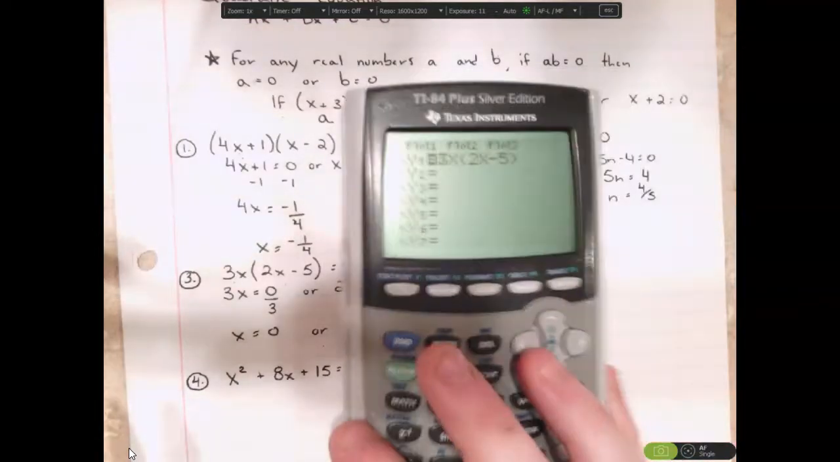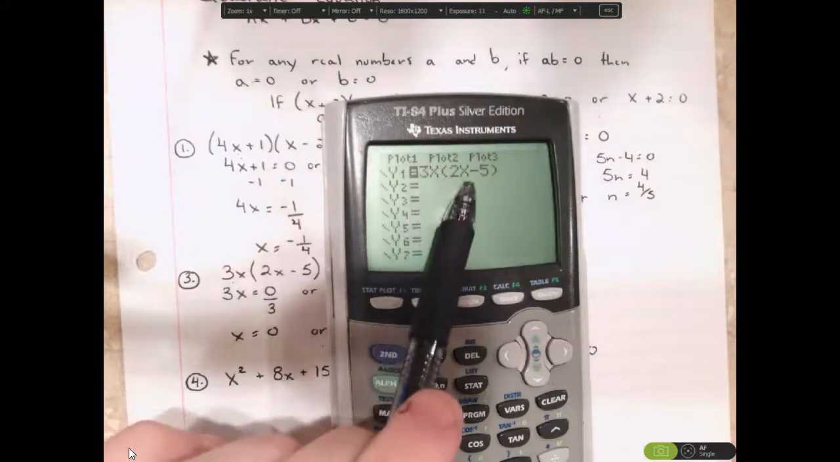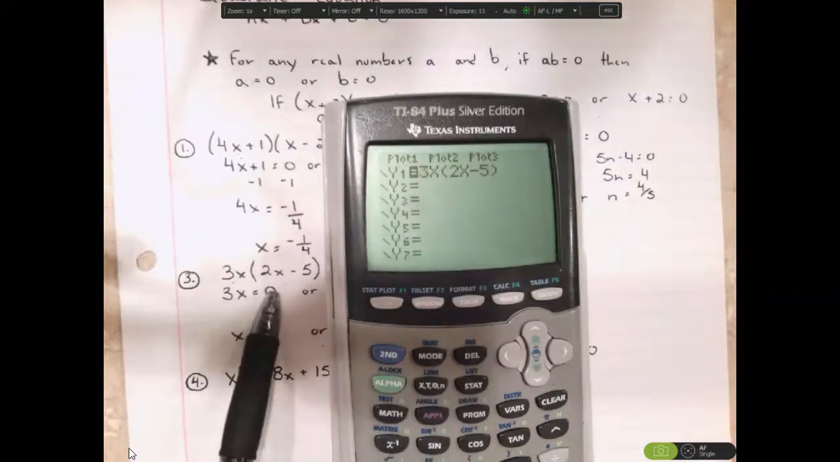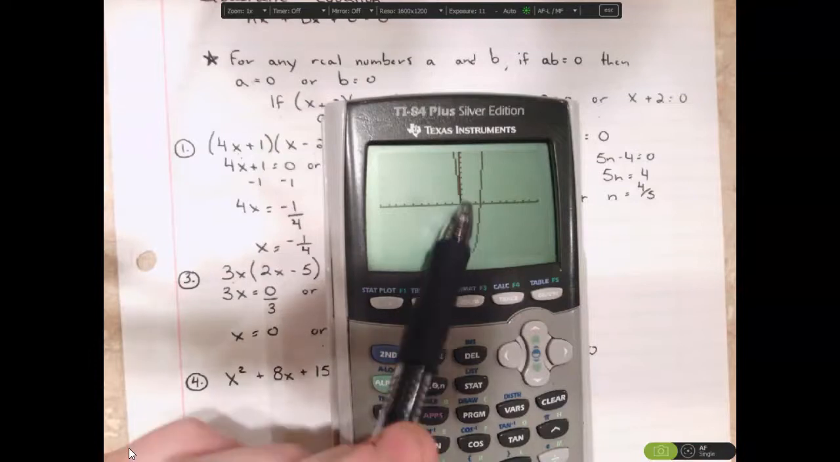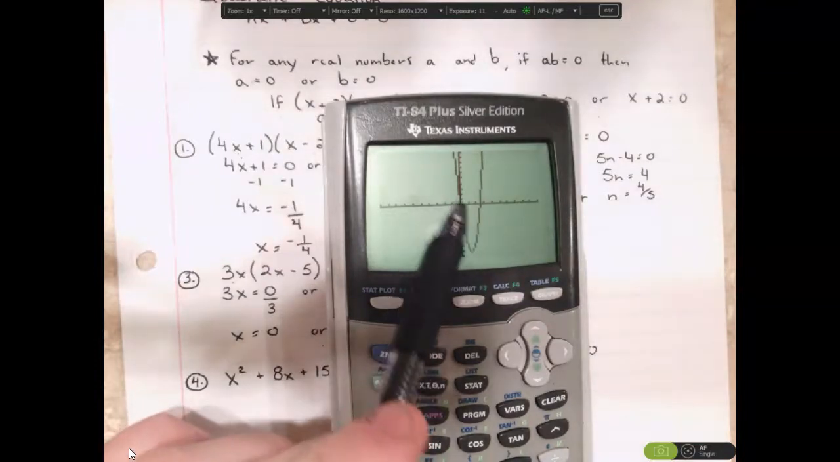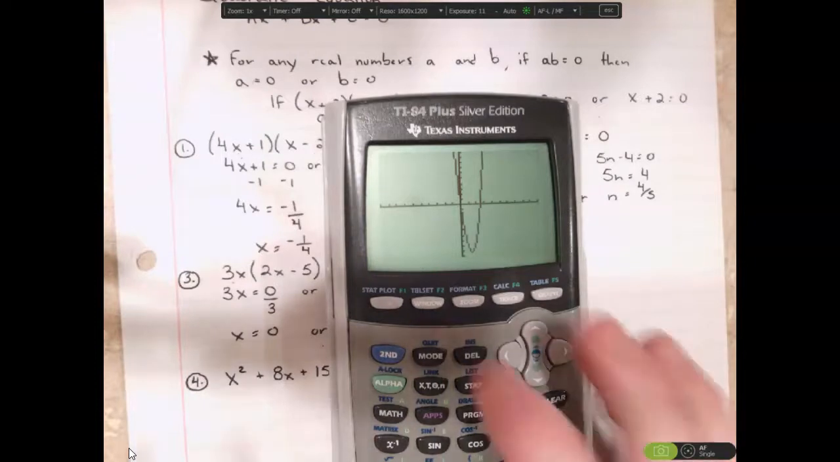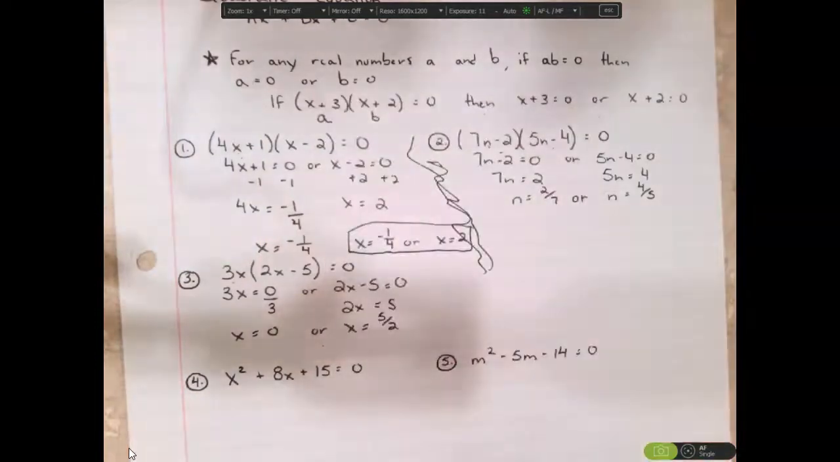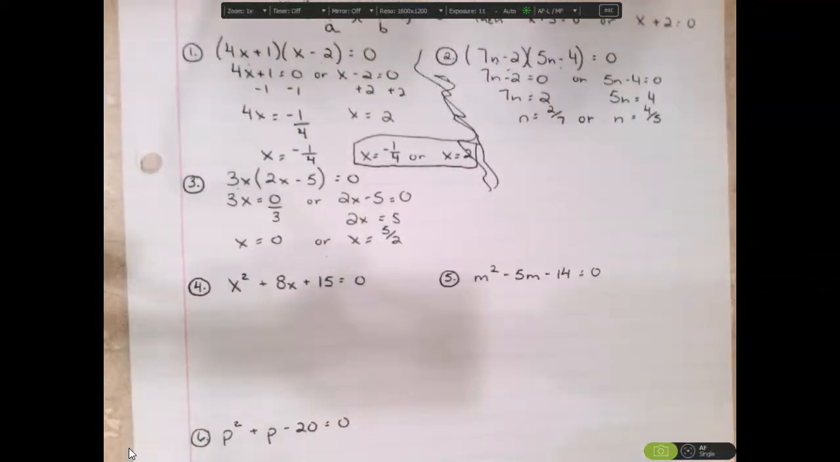If we come over and we graph it, so say I type this in: y equals 3x times the quantity 2x minus 5. I type this in exactly as it shows on number 3, and I hit graph. I can see that my parabola goes straight through 0, 0 here, so I know that x has to be 0. That has to be one of my solutions. So that's just another way of showing where we're going with this right now. Let's move ahead to number 4.